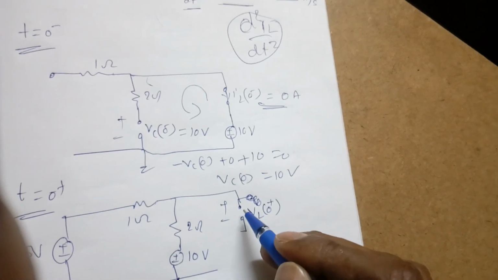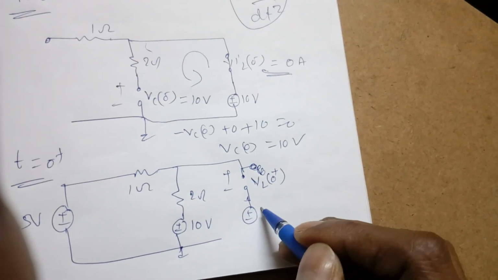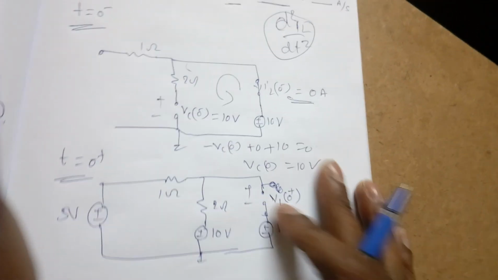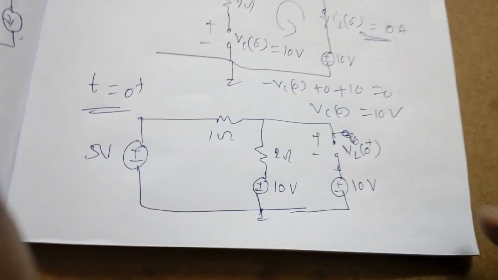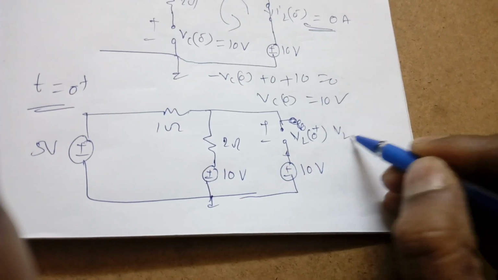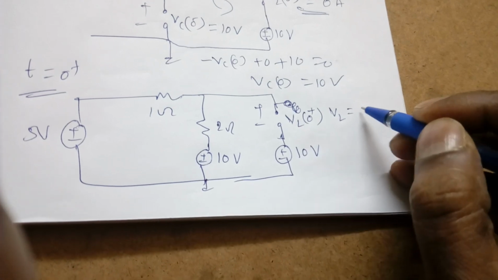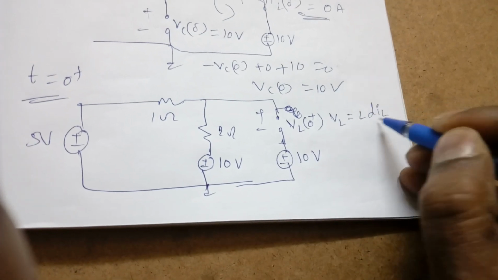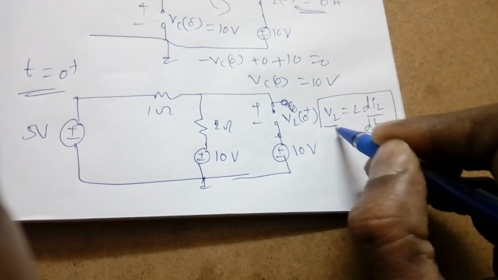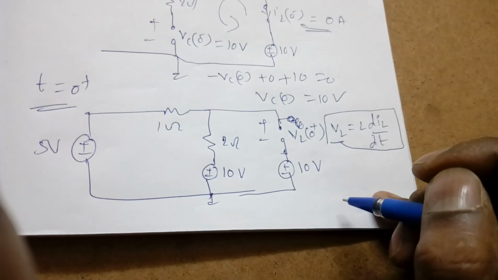Remember, even if it is open, the voltage will exist, and here there is a plus minus 10 volt, right? Now how to solve this problem? Whenever there is a dIL by dt, we know the concept. What is VL across the inductor? L into dIL by dt. If I know this VL at t equal to 0 plus, then I can find dIL by dt easily.